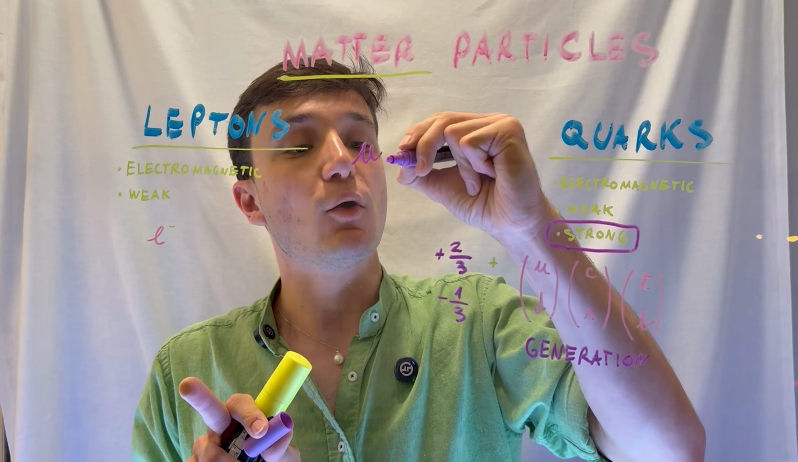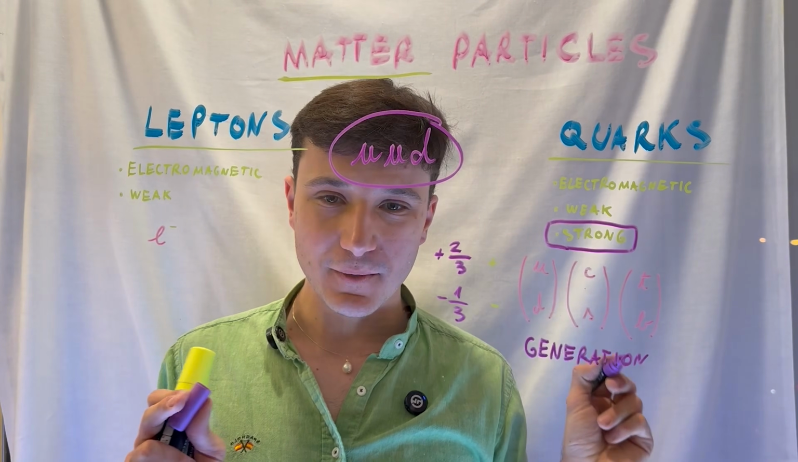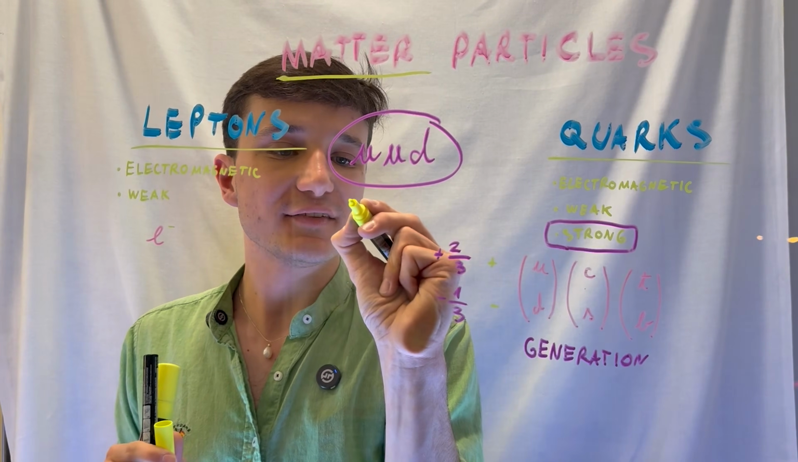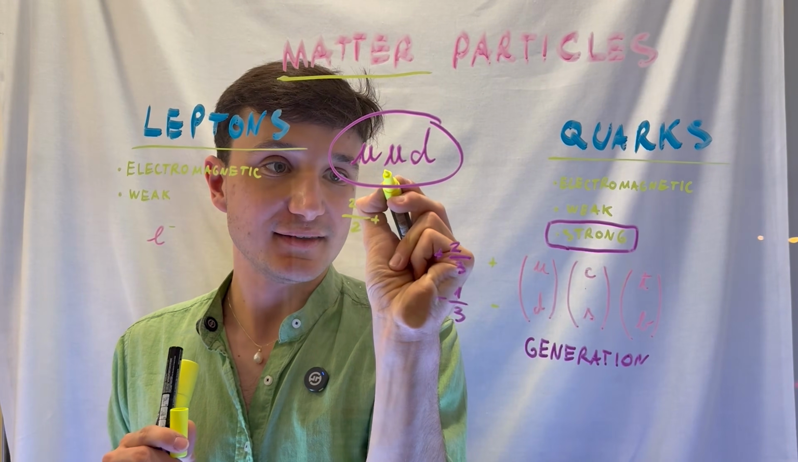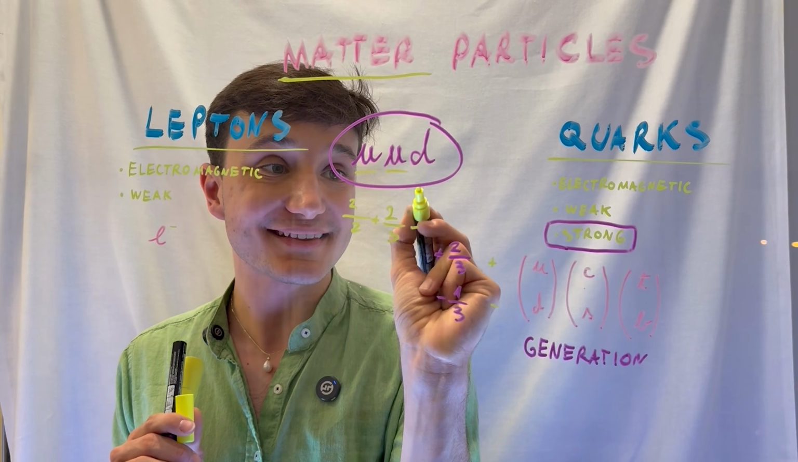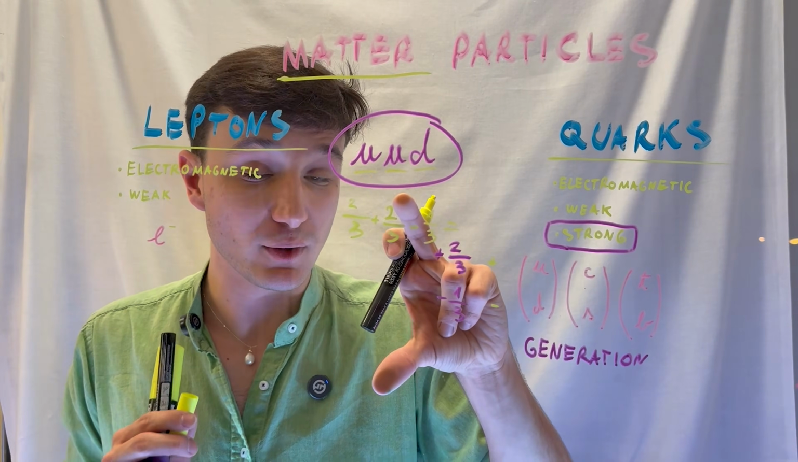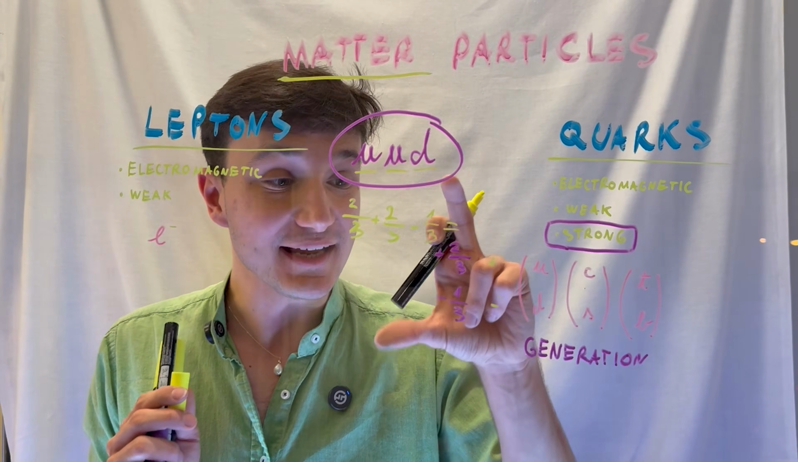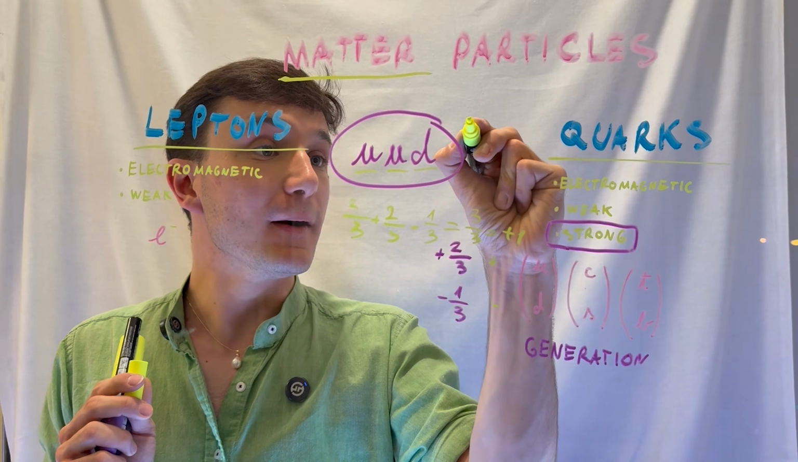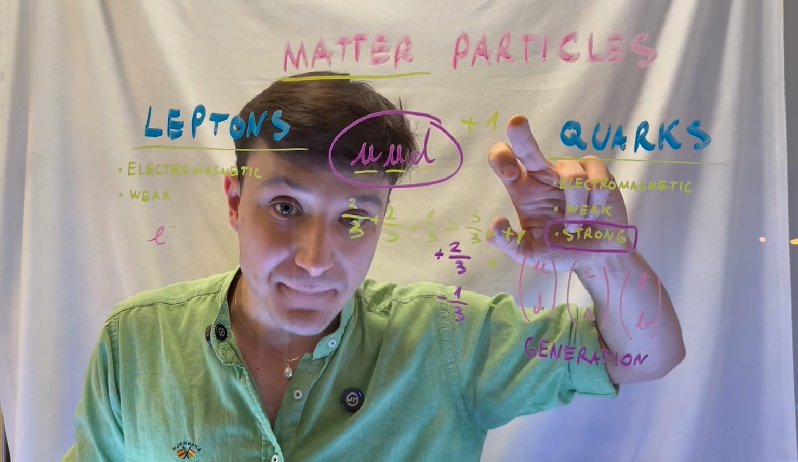If I put one up quark, another up quark, and one down quark, what do you think I get? Let's think about it. The electric charge of the up is positive 2/3, plus the positive charge of the up quark is again 2/3, and then I have to subtract the negative charge of the down quark, which is 1/3. 2 plus 2 is 4, minus 1, that's 3. 3 over 3, that is positive 1. So this structure right here, up, up, down, has electric charge positive 1.